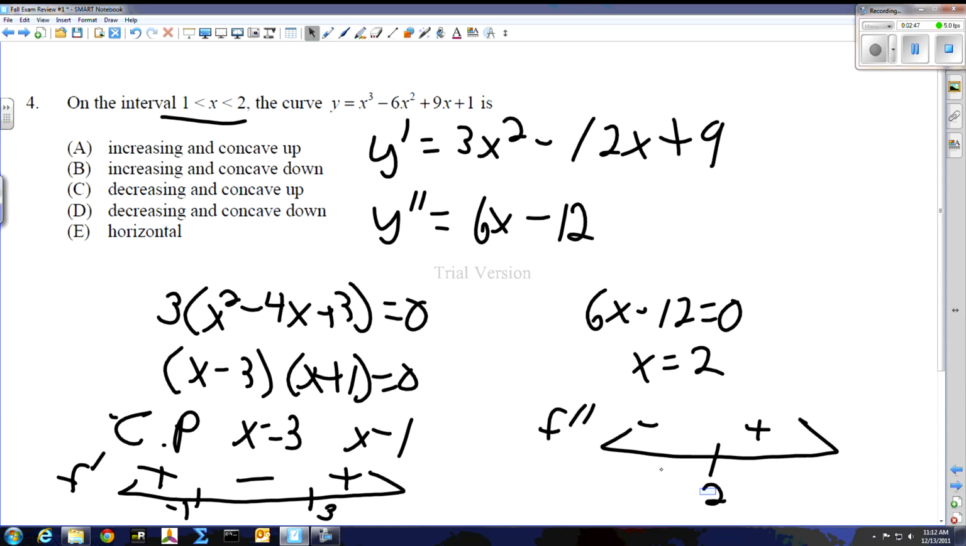So since it's concave down before 2, from our graphic over here, we know it was decreasing, so we can determine that it's decreasing and it's concave down. D is our correct answer.